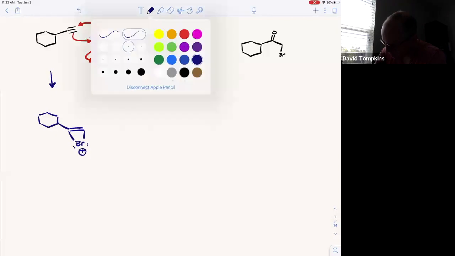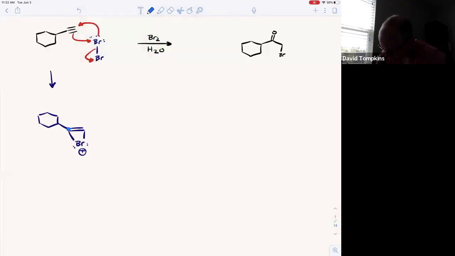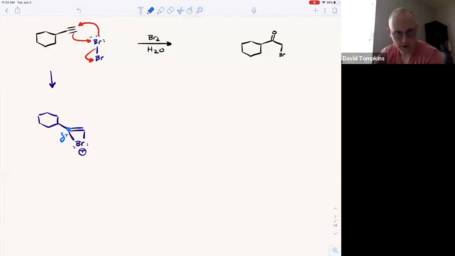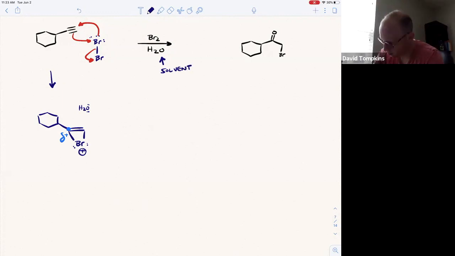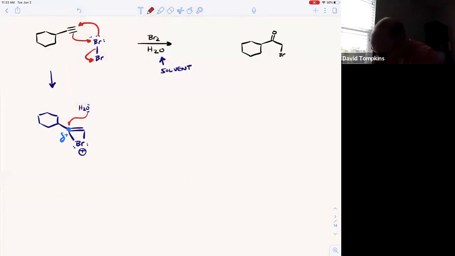And that bridge intermediate is differentially substituted, where this more substituted carbon has more electrophilic character. And therefore, the nucleophile, water, because it's the solvent, and it's far, far higher in concentration than bromide, is going to attack the more substituted, more electrophilic position and give us this anti-addition product where water and bromine are trans across the alkyne.